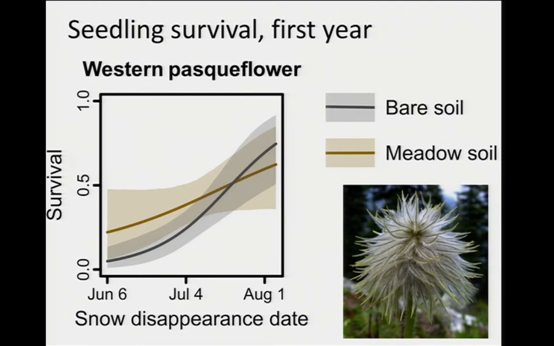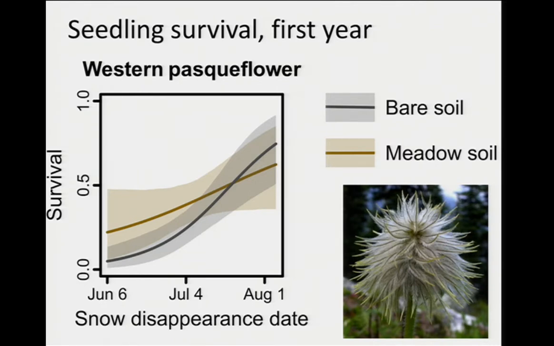Okay, so let's take a look at some results. Starting off looking at the survival of 1-year-old seedlings, so the survival through your first year of life as a seedling. I'll start off showing the results for just one of the species, the western pasqueflower, very lovely plant. On the vertical axis, we have probability of survival. On the horizontal axis, snow disappearance date. The gray line shows the results for seedlings planted in bare soil, and the brown line shows results for seedlings planted in meadow soil. The shading illustrates the 95% credible intervals.